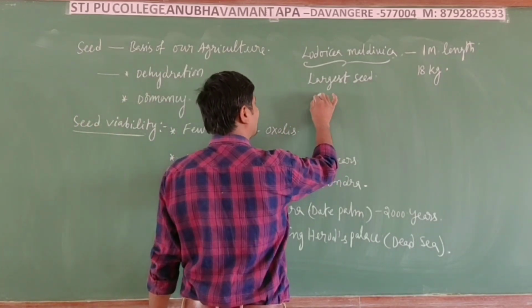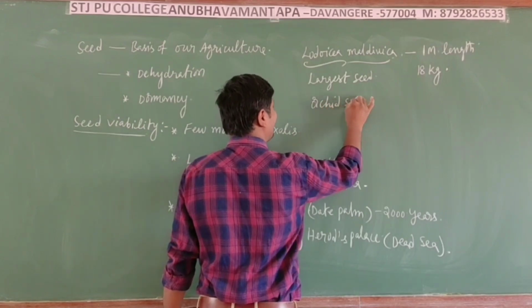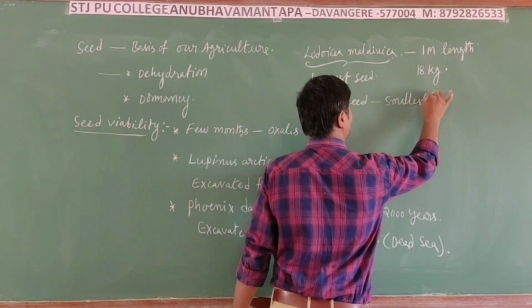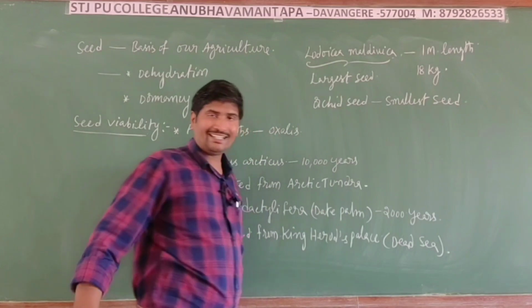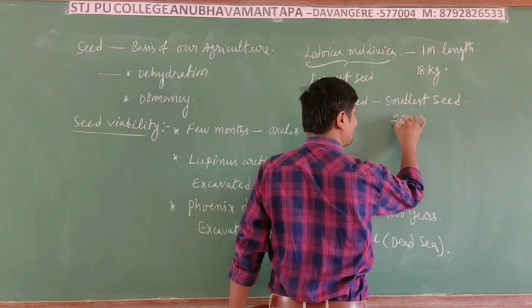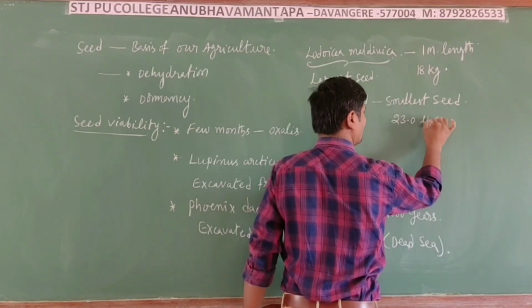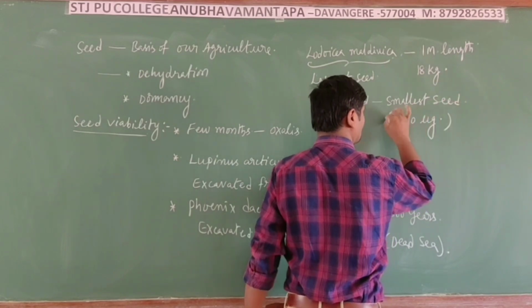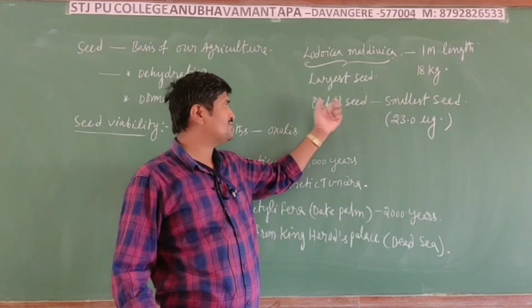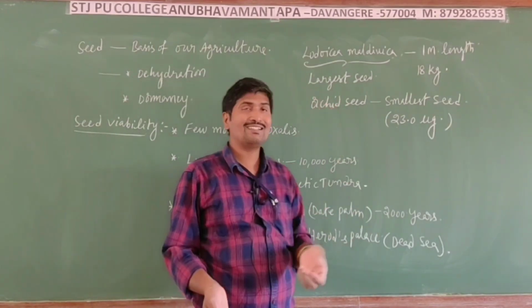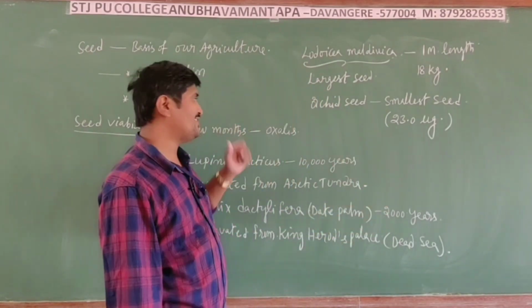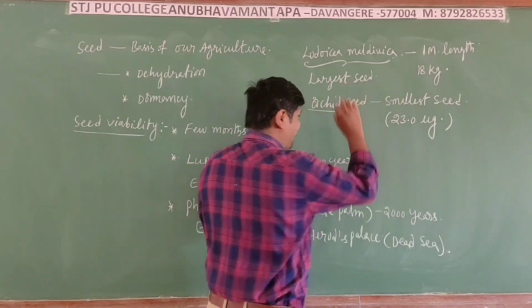Next one, orchid. Orchid seed is the smallest seed. It is nearly 23 micrograms. So the 23 micrograms weight is there. That's why the orchid seed is the smallest seed, and the largest seed is the Lodoicea maldivica. Okay. So next one, the orchid seed.